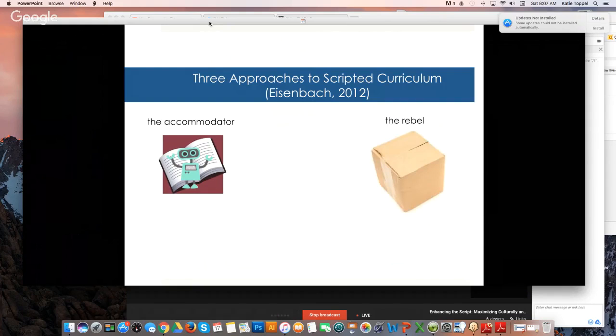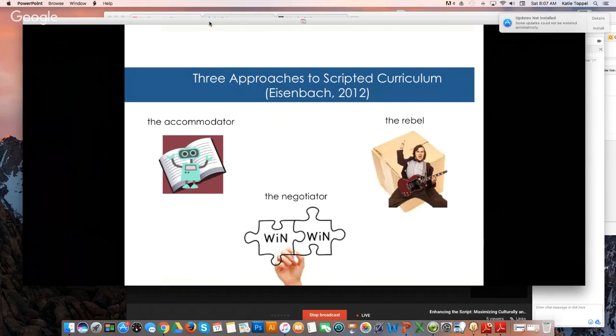It's a little robotic. Then there's the rebel. The rebel essentially puts the curriculum on the shelf and says, I'm not going to do that, and does whatever they want. The final one is the negotiator, and this is where I really think there's a win-win. The negotiator takes the scripted curriculum and uses it in a way that's best for the particular students he or she is teaching, and also infuses that scripted curriculum with materials and content and ideas and strategies that work for the teacher and that work for the student.